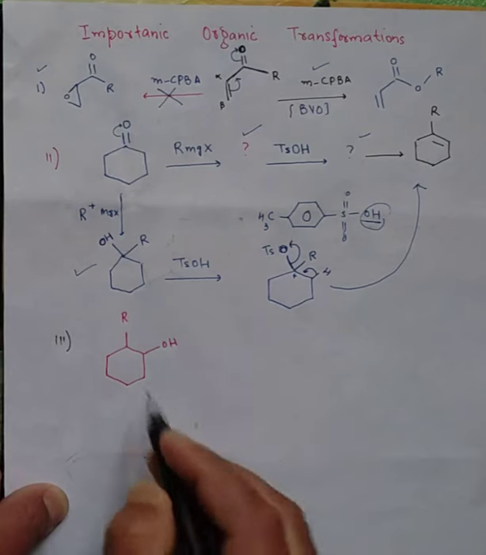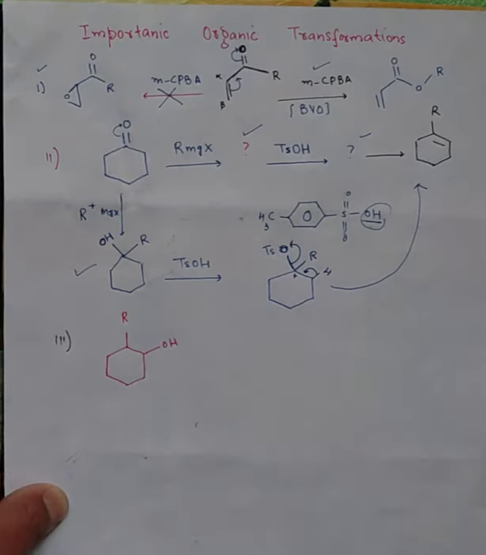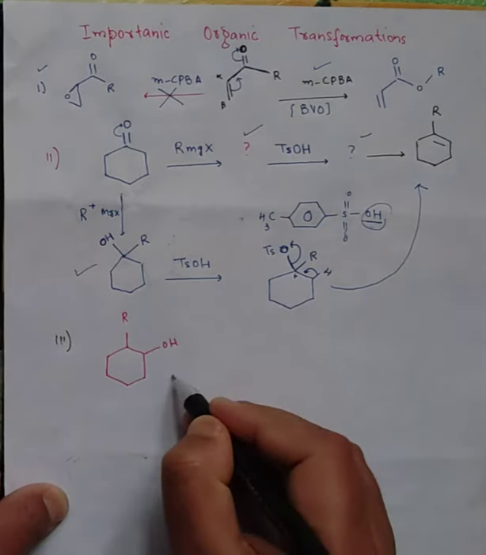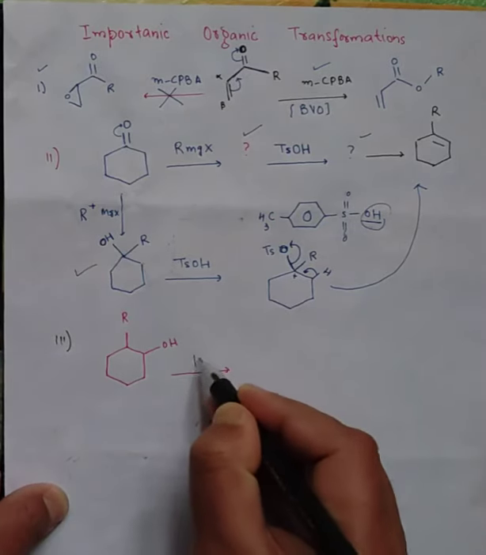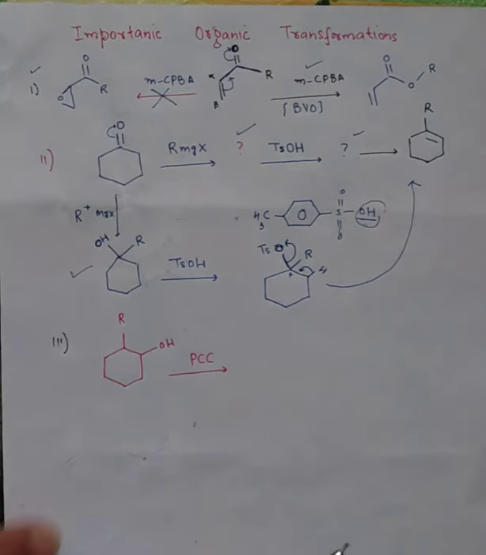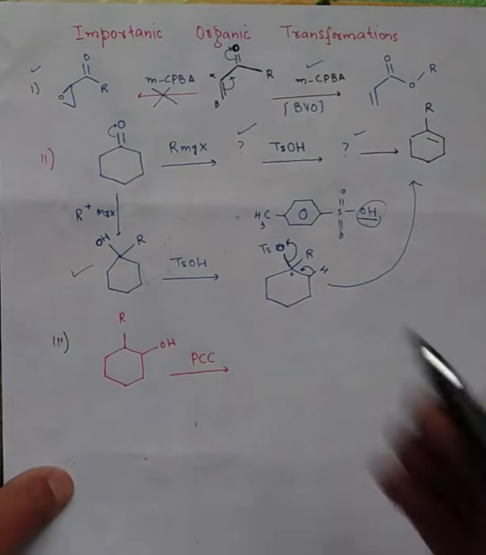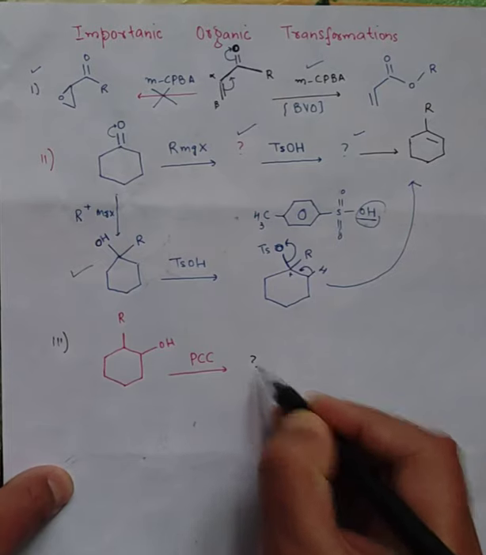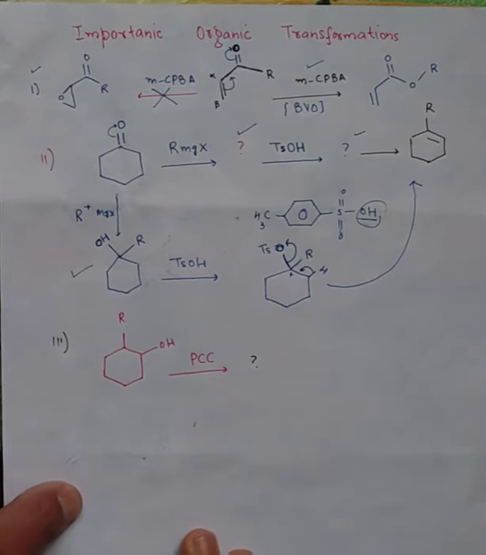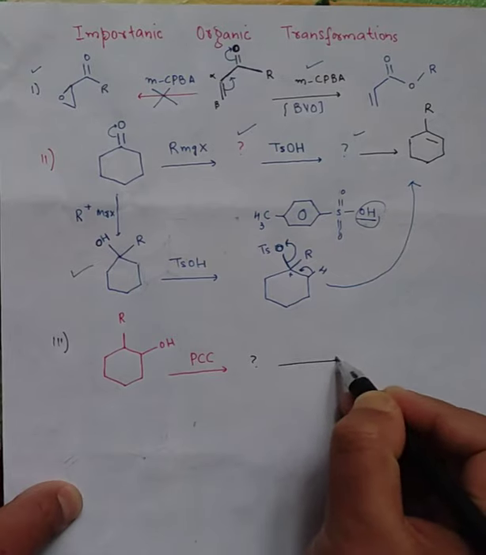This is an alcohol where we have R and OH at this position. So if we treat this with PCC, now this PCC we have discussed this reagent in our classes earlier. It is pyridinium chlorochromate. Okay? So what you get from this is number 1, and then the second step.